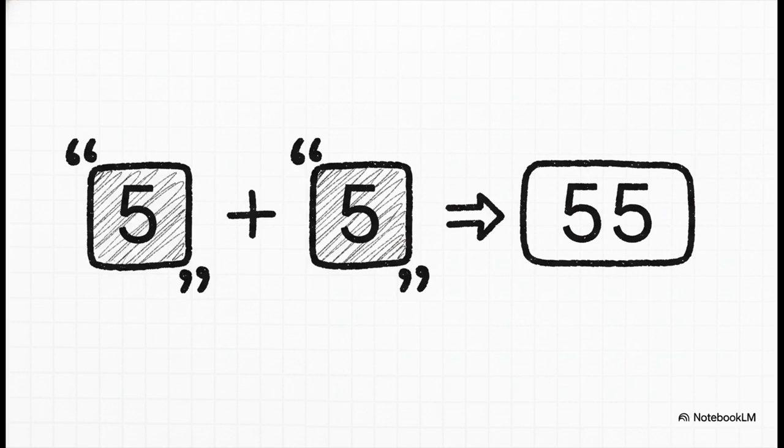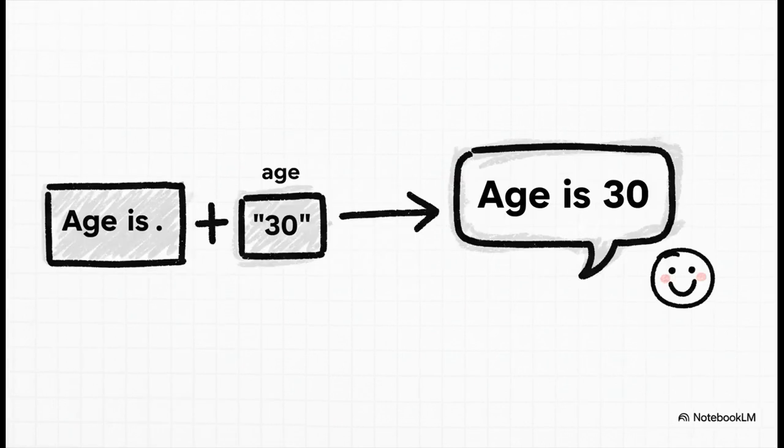Well, it's because you haven't asked Python to do math. Those little quote marks tell Python, hey, these are characters, this is text. So Python does exactly what it's told. It takes the string 5 and just glues the string 5 onto the end of it. This is called concatenation. And sometimes that's exactly what you want.